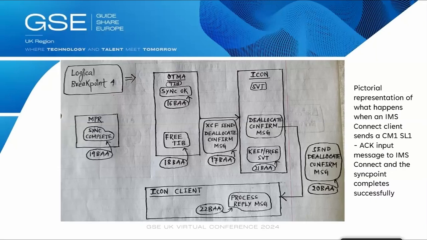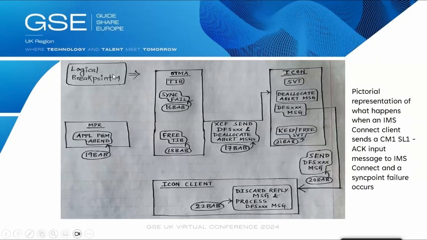Now 22, the IMS Connect client will process the reply message, because the sync point has completed successfully. So this is the pictorial representation of what happens when an IMS Connect client sends a CM1 SL1 ACK input message. This is the protocol of a CM1 SL1 ACK input message sent to IMS Connect when the sync point completes successfully. Now remember, we'll again branch out from logical breakpoint 4 and take the route of sync point failure. Again, this should sound familiar.